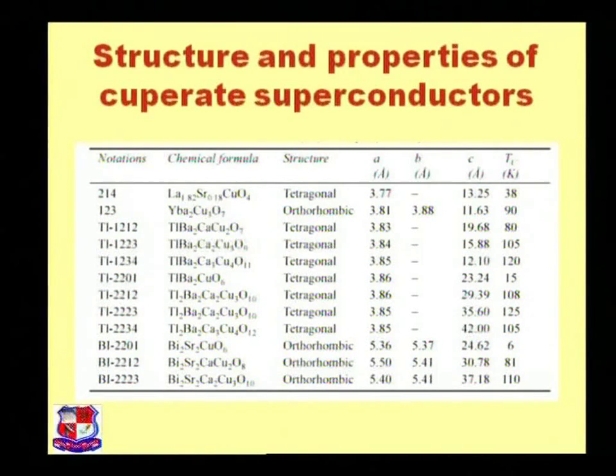And the last one is the bismuth strontium calcium copper oxide. It also has an orthorhombic structure, and its a-axis parameter is 5.40 and b-axis parameter is 5.41 angstrom, and the c is 37.18, and this material has a critical temperature of 110 Kelvin. These all are the high temperature superconducting materials.